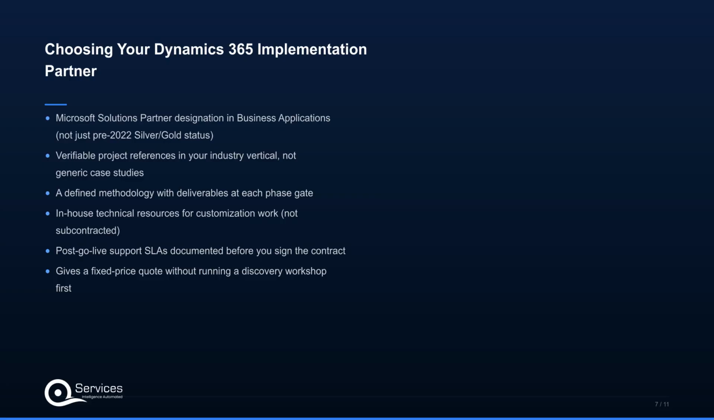Next up, choosing your Dynamics 365 implementation partner. Choosing the wrong Dynamics 365 implementation partner is the fastest way to derail a project. Microsoft's partner ecosystem has thousands of certified resellers, but the quality gap between a top-tier firm and an average one shows up most clearly during UAT and go-live. Q Services is a Microsoft certified solutions partner for Dynamics 365 with 500+ projects delivered since 2014, but don't rely on claims alone. A credible Dynamics 365 implementation partner should have the following.